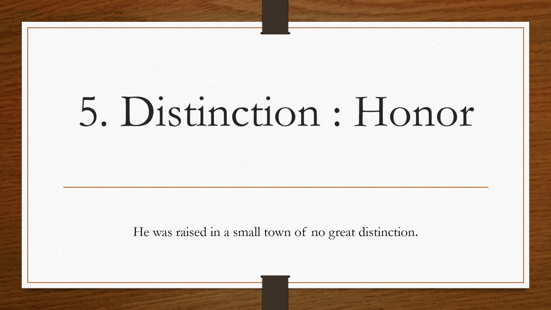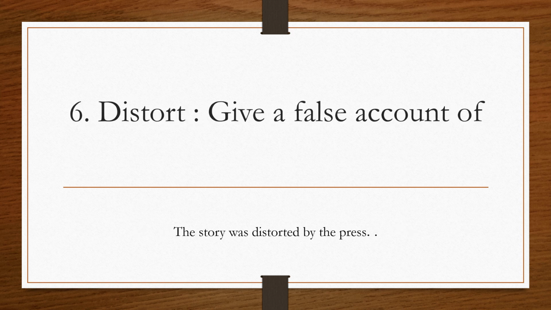He was raised in a small town of no great distinction. Sixth term is distort, means give a false account of. बुरा कहना किसी चीज के बारे में, झूठ दिखाना, other side of the coin दिखाना. And specifically negative दिखाना. The story was distorted by the press.